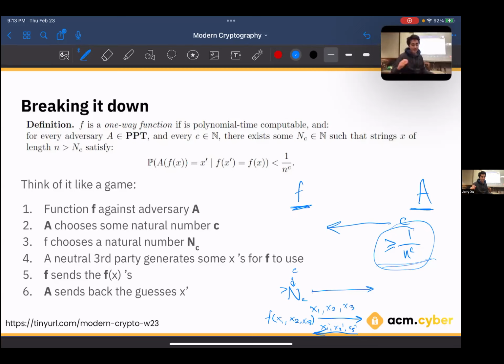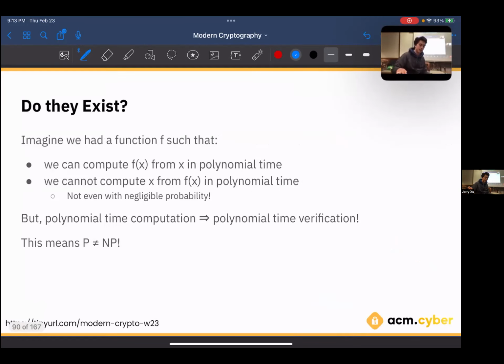But the big deal here is that in all these cryptography proofs, you'll always see, assume that one-way functions exist. And the big deal is we don't know if they exist. Because imagine you had a function that you could compute in polynomial time, but you couldn't invert in polynomial time, not even with negligible probability, right?